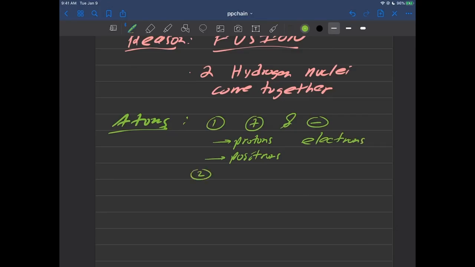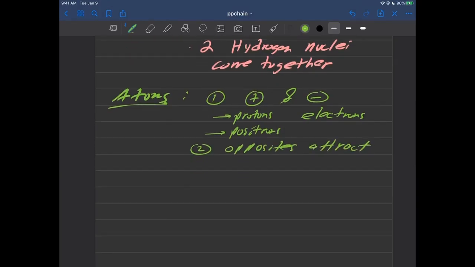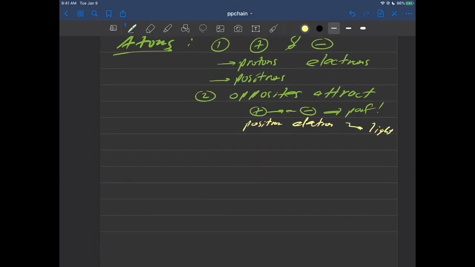And the second thing that's important that you probably know is that opposites will attract each other. That means if I have a positive charge here and a negative charge sitting here, they will start moving towards each other until, if they hit each other, it'll just be like a poof, and you will get some light coming out. Okay, that can happen if in the case this is a positron and this is an electron. Okay, so that's number two, or maybe 2A.